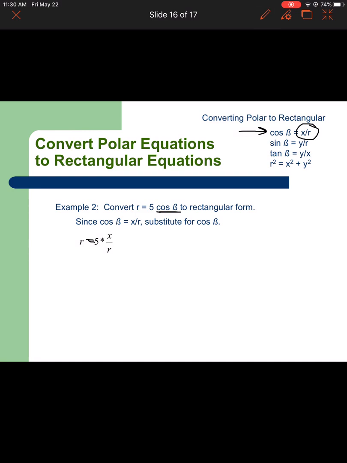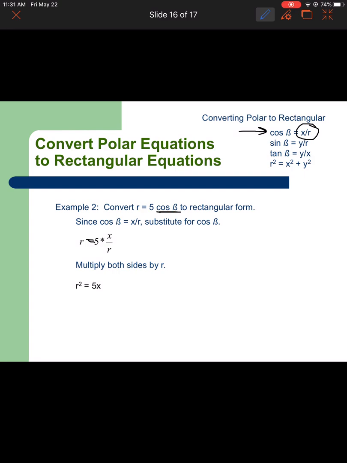What's the goal when converting to rectangular? I want x's and y's, right? So if I want x's, that means I'm going to multiply both sides by r to get x by itself, right? So when I do that, I get r squared equals 5x. That's great. We're almost there, but I still have an r. So my question is how do I get rid of that r?